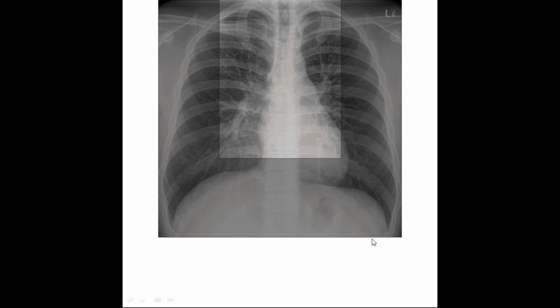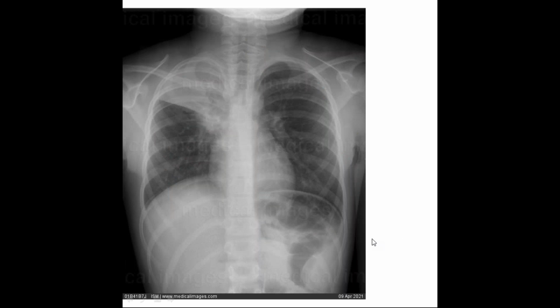Okay, so now we move on to the abnormalities. What about this chest X-ray? What is the abnormality? If you go by the A, B, C, D that we have discussed, is A fine?